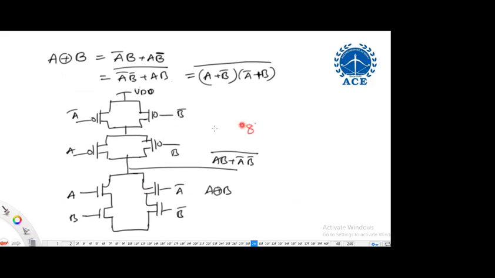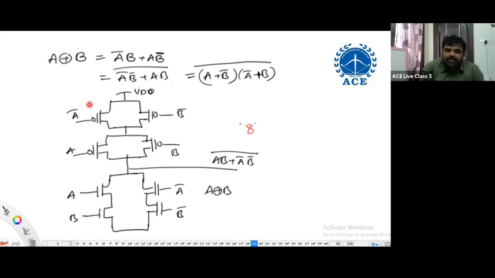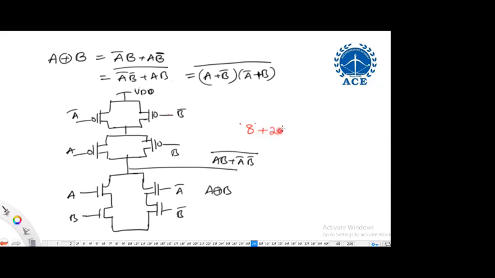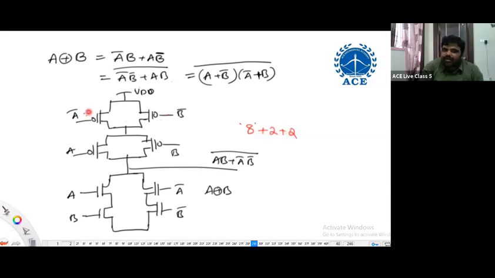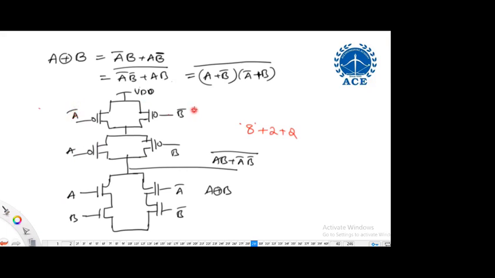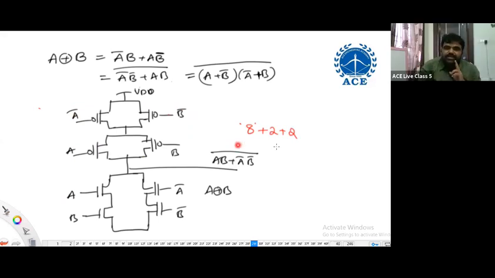8 transistors. But if A bar, B bar is not available, use 2 more. Not +2, +4. How, sir? To get A bar, one inverter. To get B bar, another inverter, right? Yes, sir. 2 + 2, 4 transistors.